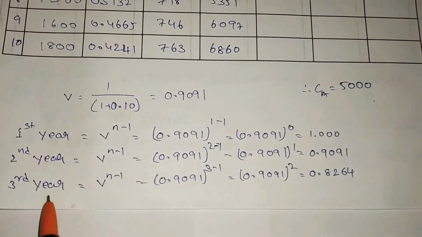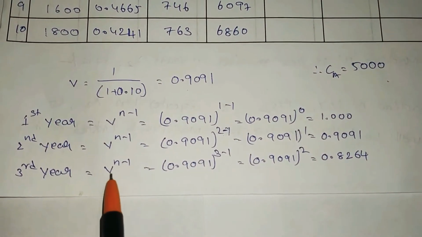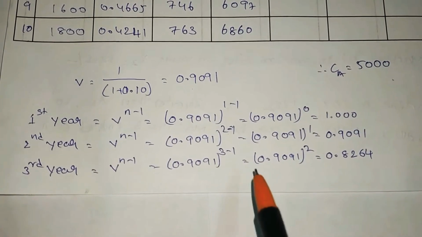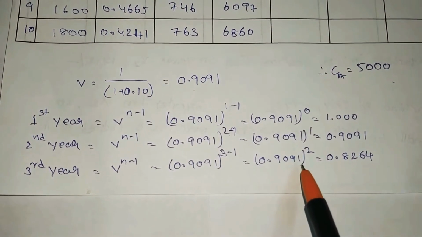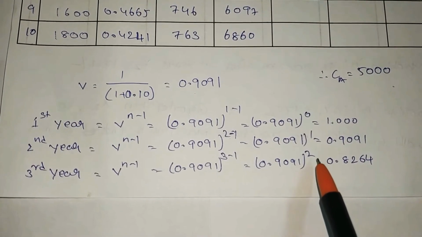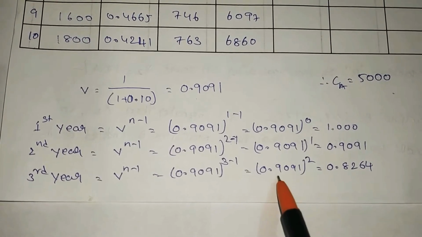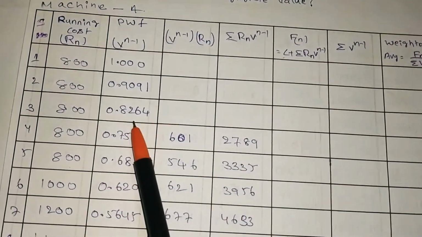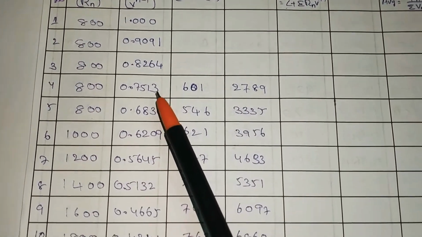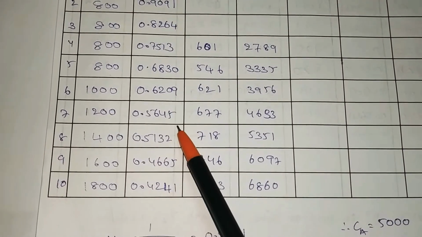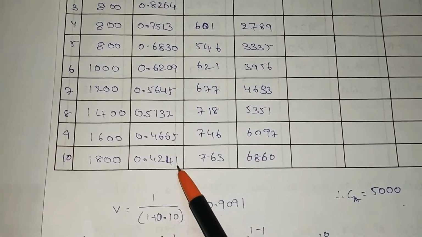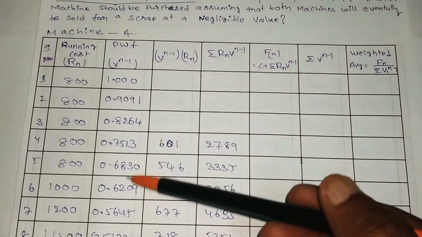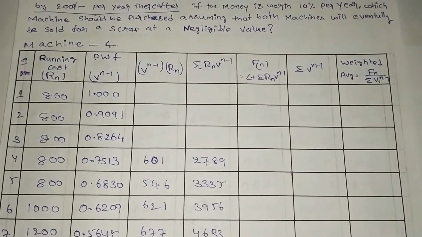Similarly for the third year, worth factor v power n minus 1, where v is equal to 0.9091 and n is equal to 3. So 0.9091 power 3 minus 1, which is 2. Therefore the square of 0.9091 is equal to 0.8264 for the third year. Similarly for the fourth year, fifth year, sixth year, seventh year, eighth year, ninth year, 10th year, we are going to find the worth factors year-wise and write them in this tabular column.